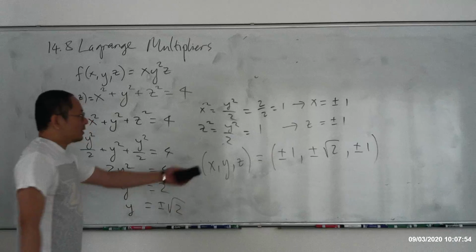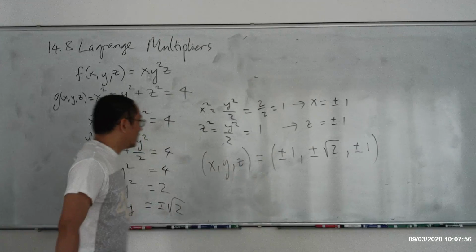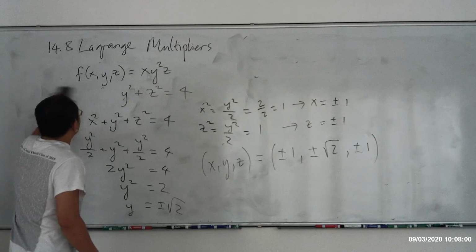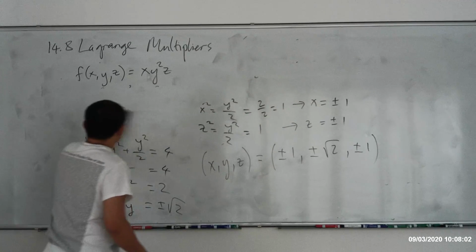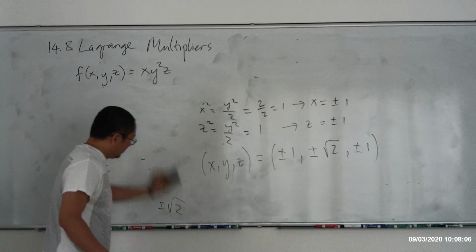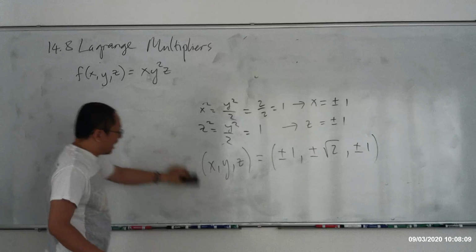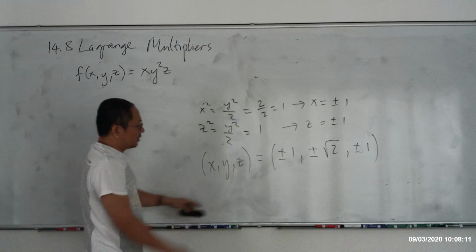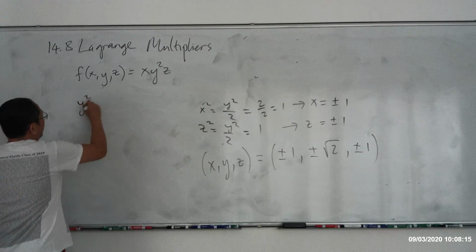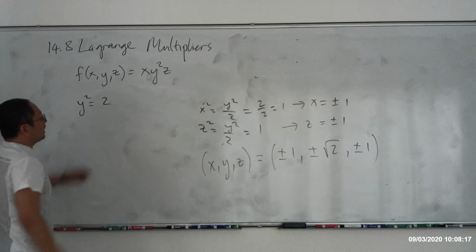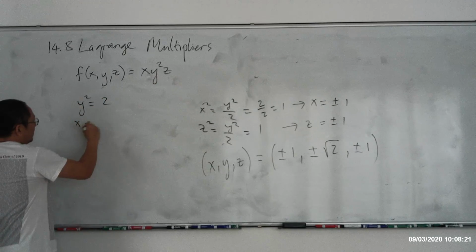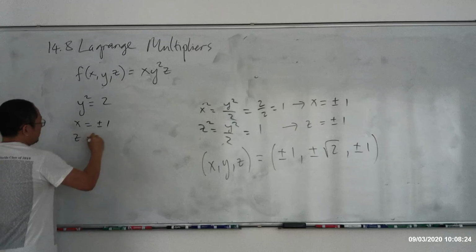Question now is, which point is going to give you the max, which one is going to give you the min? So look back to the function. It doesn't matter what, y squared is always equal to 2, right? Y could be plus or minus square root of 2, but I know that y squared is always equal to 2. X could be 1 or negative 1. Z could be 1 or negative 1. X is plus or minus 1. Z is plus or minus 1.